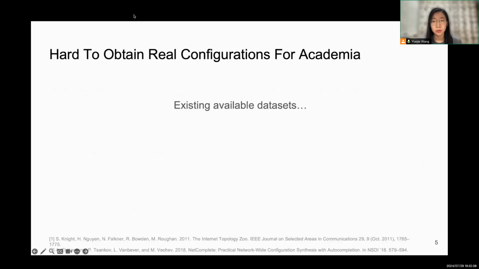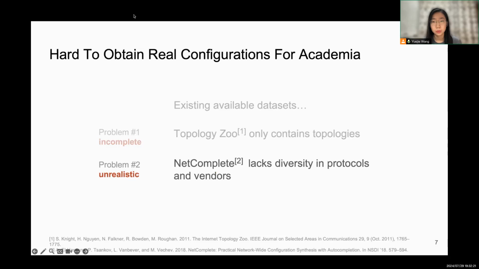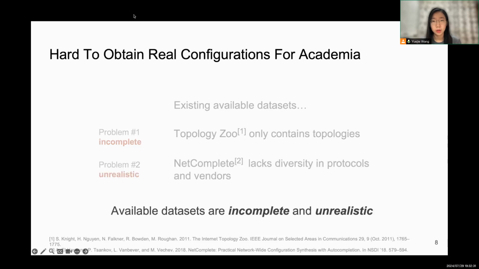But real network configurations are hard to obtain for academia. For example, the Internet Topology Zoo only provides a database of network topologies without the corresponding router configurations. Other synthetic tools, such as NetComplete, provide auto-generated configurations from input topology and route specifications, but their output lacks diversity in protocols and vendors. So public network configurations are mostly incomplete or unrealistic for research purposes.